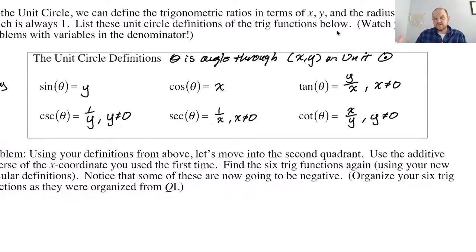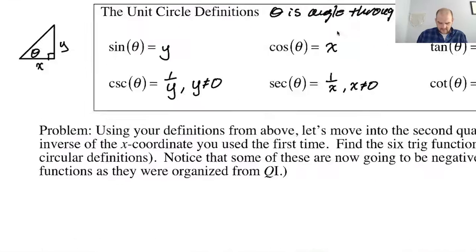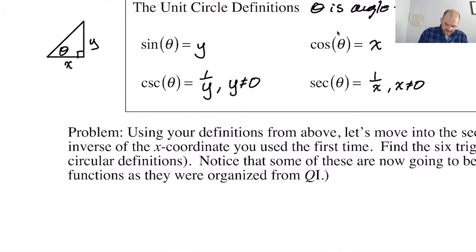So we have our right triangle definition. Sine is opposite over hypotenuse. Cosine is adjacent over hypotenuse. Tangent is opposite over adjacent, right? Those are our right triangle definitions. So put those away for a second. Now you have your unit circle definitions. Cosine is x, sine is y. So the way that I always think about it is we have x comma y.